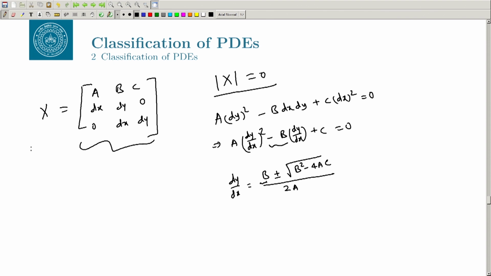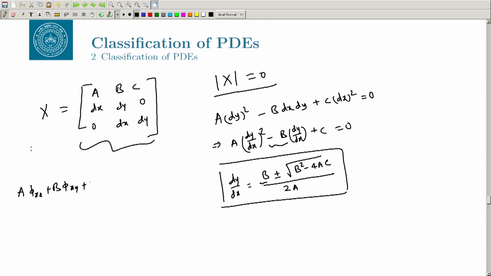So, that quadratic equation that we have, remember the general form of equation: A phi xx plus B phi xy plus C phi yy is equal to minus h. This was our equation, right. We are looking for the characteristic lines for this equation, and we got this characteristic line. This is defined by dy/dx equal to B plus minus square root of B square minus 4AC by 2A, right.